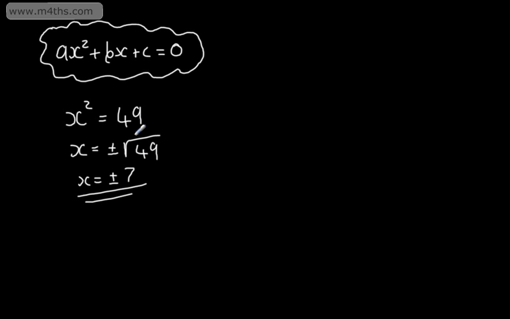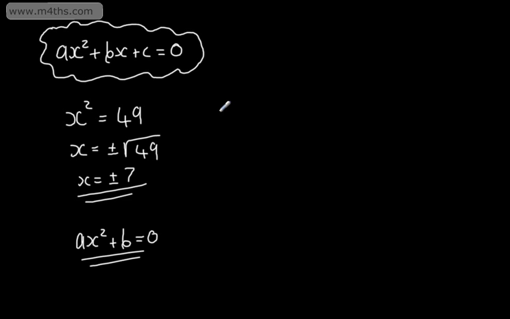A common error is that students say that there's only one answer, and that's 7. If we just consider though, negative 7 multiplied by negative 7 also gives 49. So 7 times 7 is 49, negative 7 times negative 7 is also 49. So this particular example is where we have ax squared plus b is equal to 0.